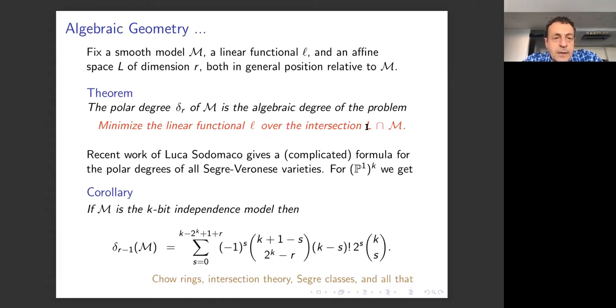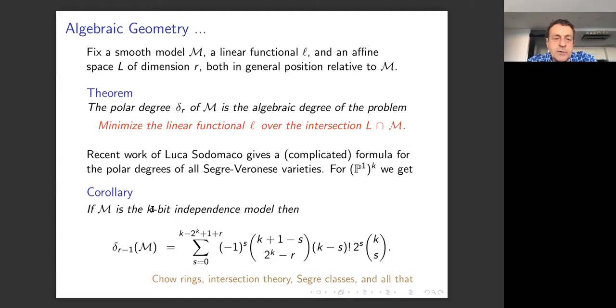Recent work of Luca Sodomako gives polar degrees of Segre-Veronese varieties. For example, P1 to the K. This is the situation of K binary random variables, the K-dimensional cube. In the application, we call this the K-bit independence model. The R minus first polar degree is this explicit expression that depends on K and on R.